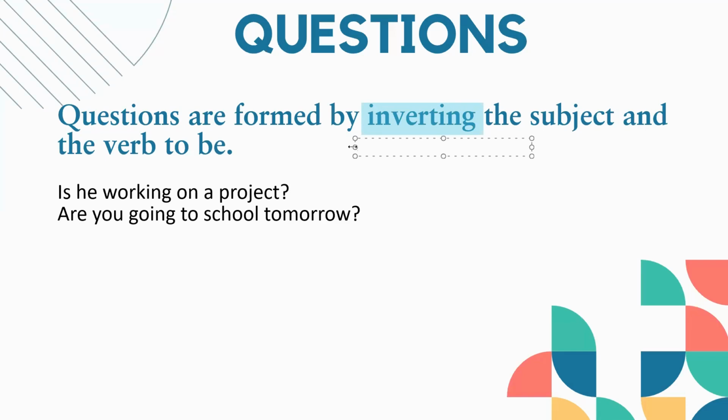Questions are formed by inverting the subject and the verb to be. So remember, with positive sentences, we would just say, she is playing, for example. But with a question, we have to invert our subject and the verb to be. So to convert this to a question, we would start with our verb to be, is, and then we would write down our subject. So is she playing? Question mark right here. So let's go through the examples. Is he working on a project? Are you going to school tomorrow?